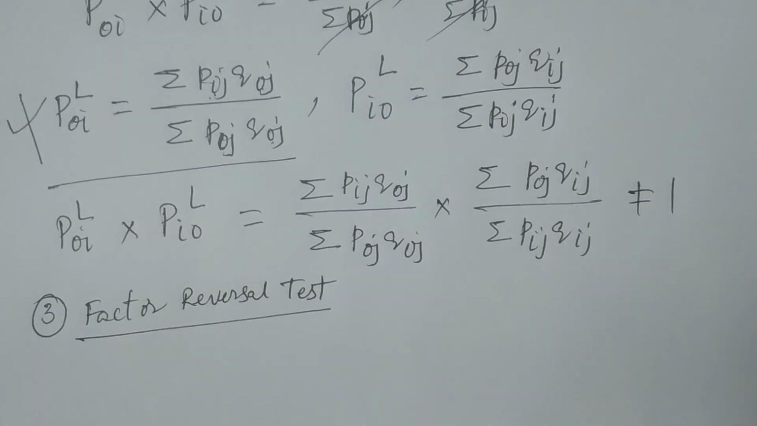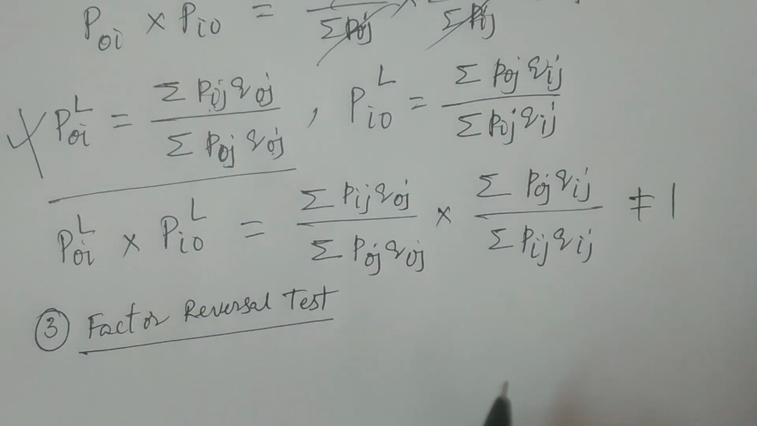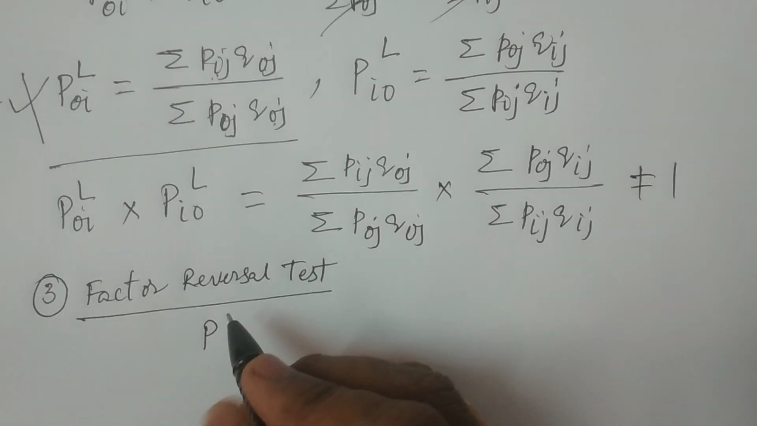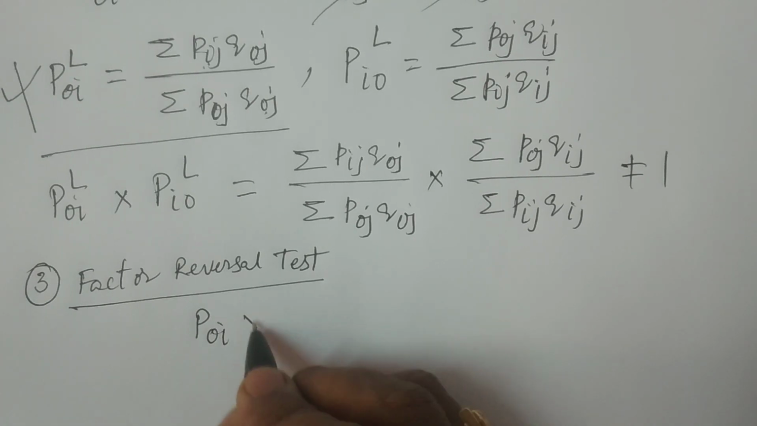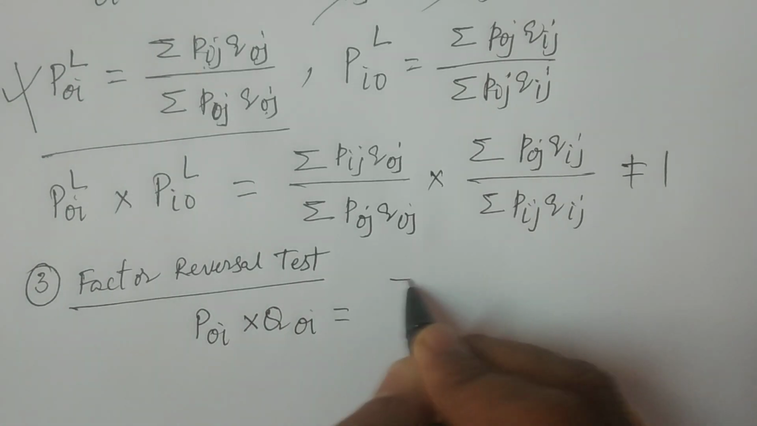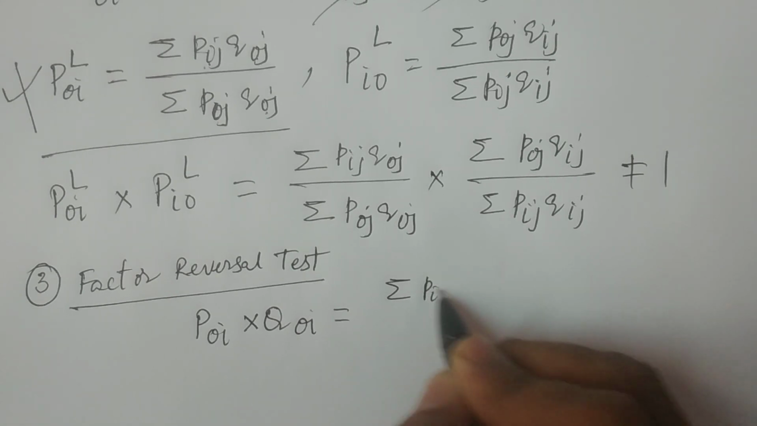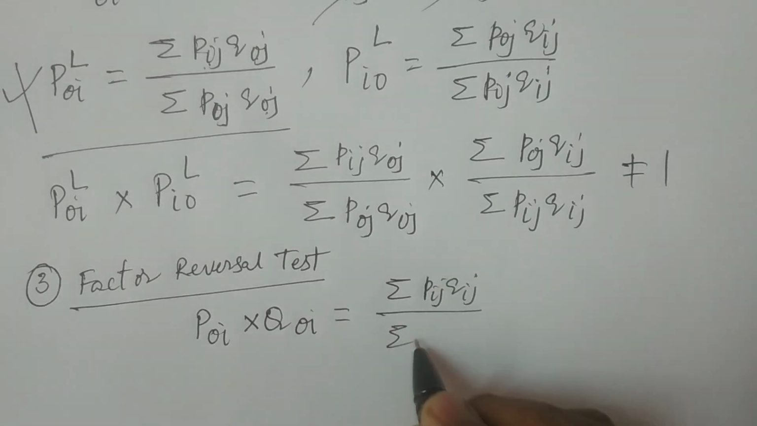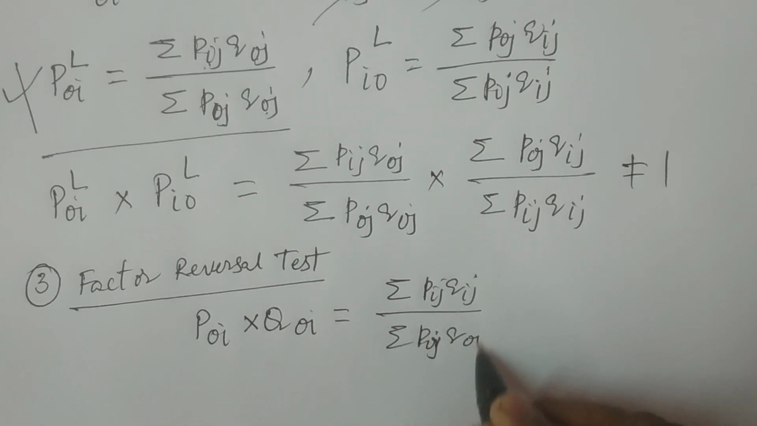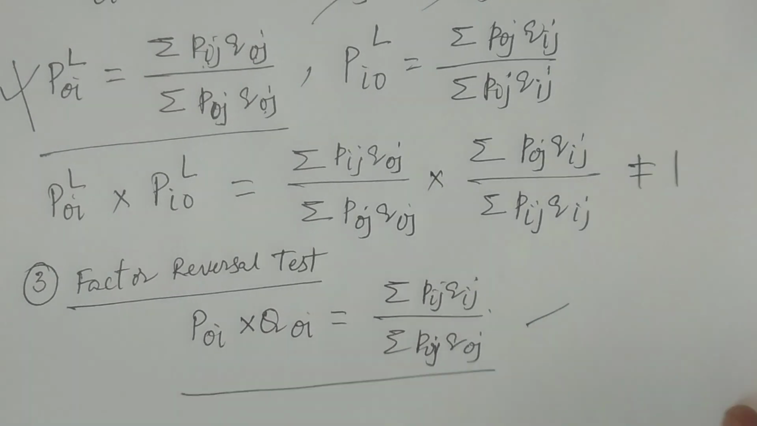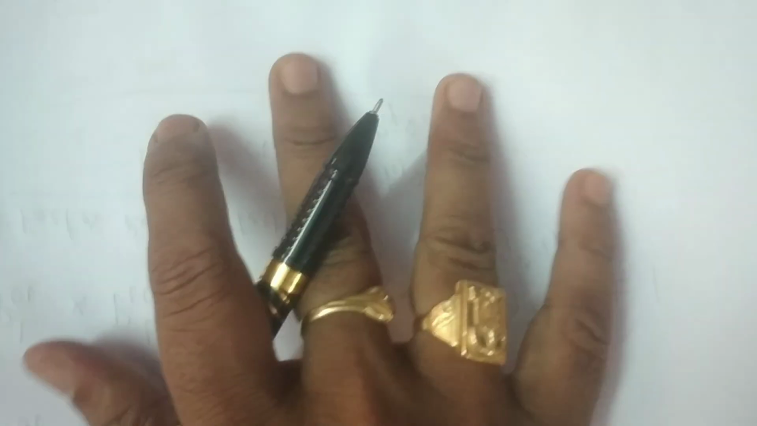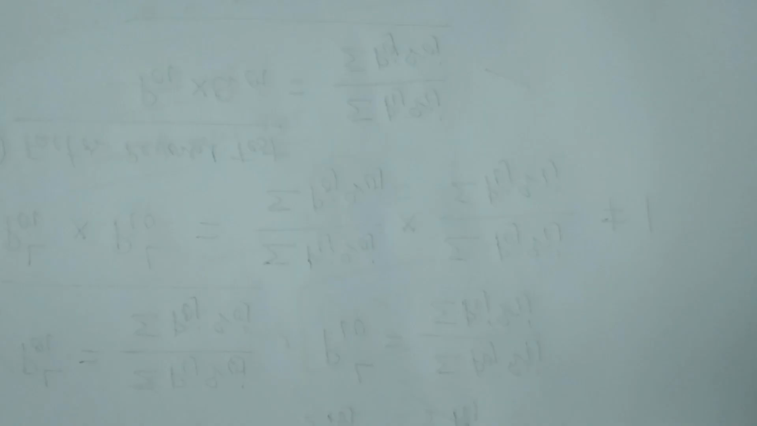So we test it for Fisher. I write here what the factor reversal test is. When do you say an index satisfies the factor reversal test? P0i into Q0i must be equal to the true value, that is summation Pij Qij divided by summation P0j Q0j. This is the factor reversal test. To prove this, only the Fisher index number satisfies this particular test. Therefore, I am proving the Fisher test.